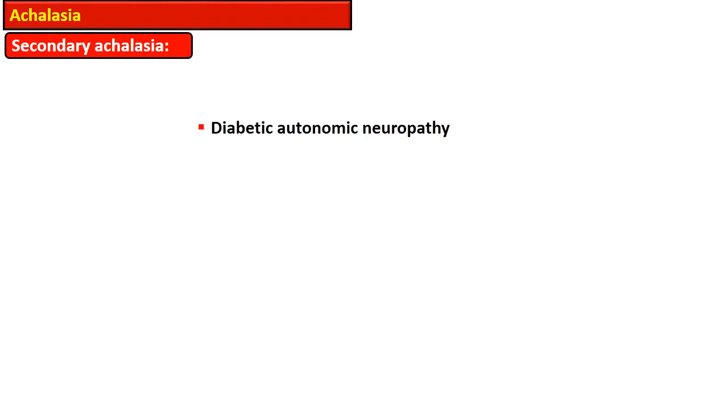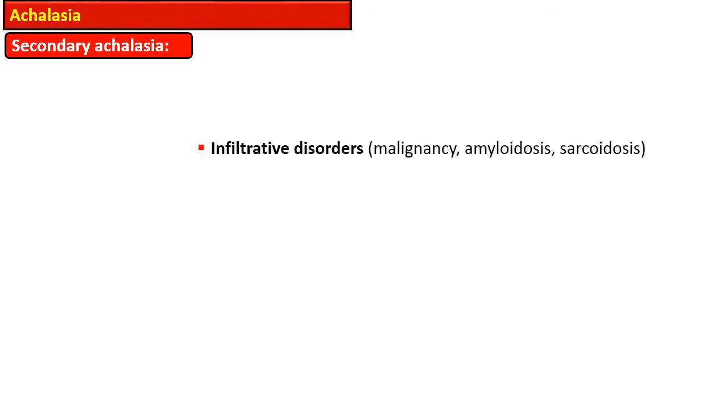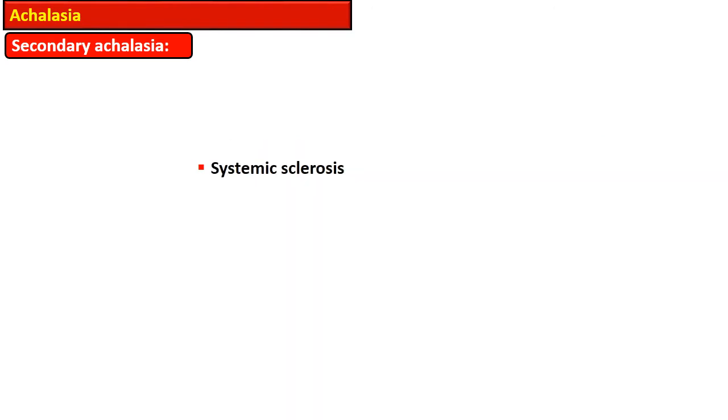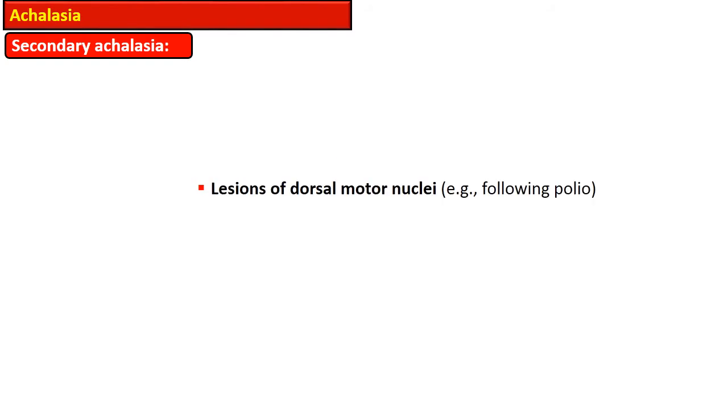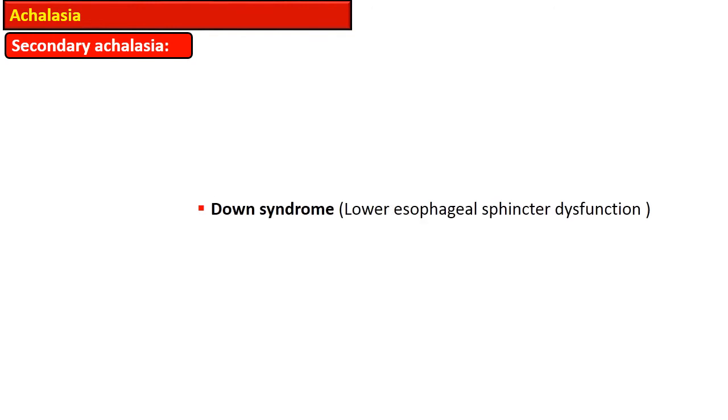Diabetic neuropathy, especially autonomic neuropathy, is also associated with achalasia. Infiltrative disorders such as malignancy, amyloidosis, and sarcoidosis are also causes of secondary achalasia. Systemic sclerosis, which is an autoimmune disease, is also an entity that leads to development of achalasia. Achalasia can be seen in lesions of the dorsal motor nuclei, such as following poliomyelitis.